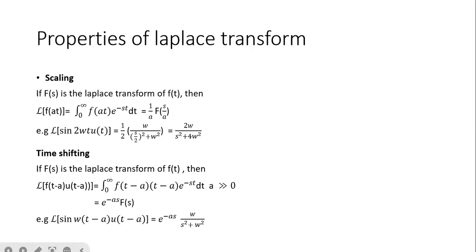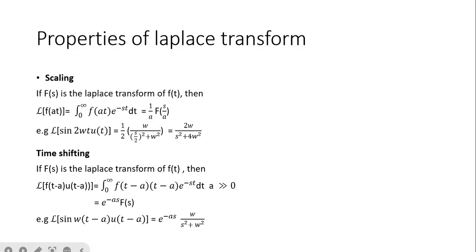Just the same way, if we have sine omega t, then instead of omega t, we are now having omega into t minus a. That is, we have shifted it by a. At the end of the day, we are going to have the Laplace transform of sine omega t multiplied by an exponential function of this nature. So you can see the exponential function here. This is the effect of time shifting a function by a.